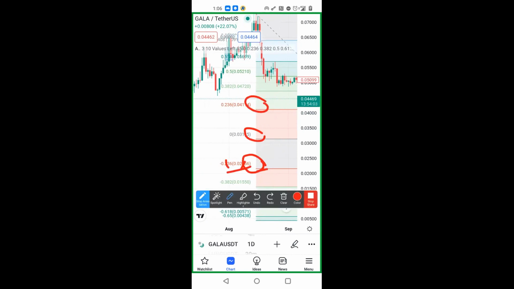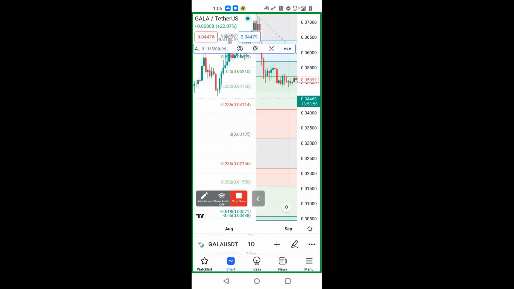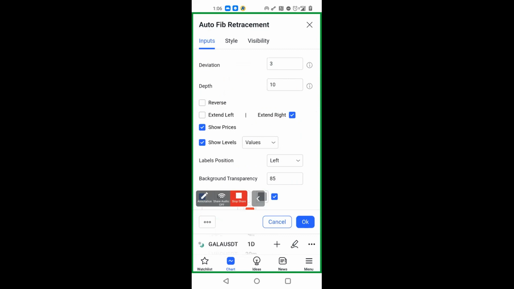First step, touch the indicator. The name of the indicator, that's the most important area. Touch it once. It will give you this area called the settings. So touch that area, the settings. And once you touch it, it's going to open up. It has 3 inputs. It has input, style, and visibility. We never change the visibility of any indicator.